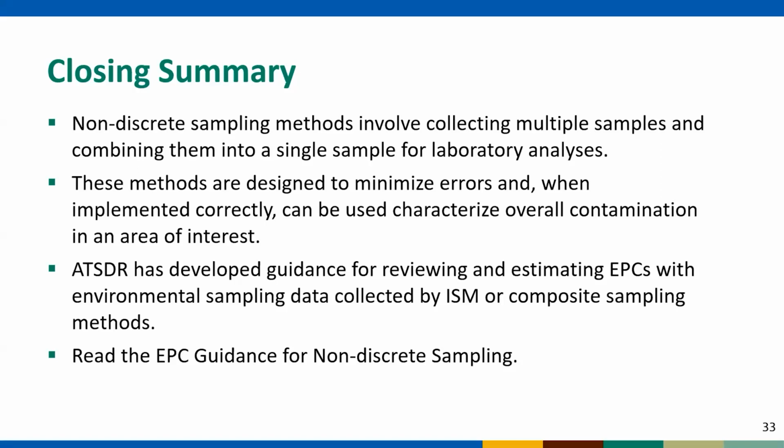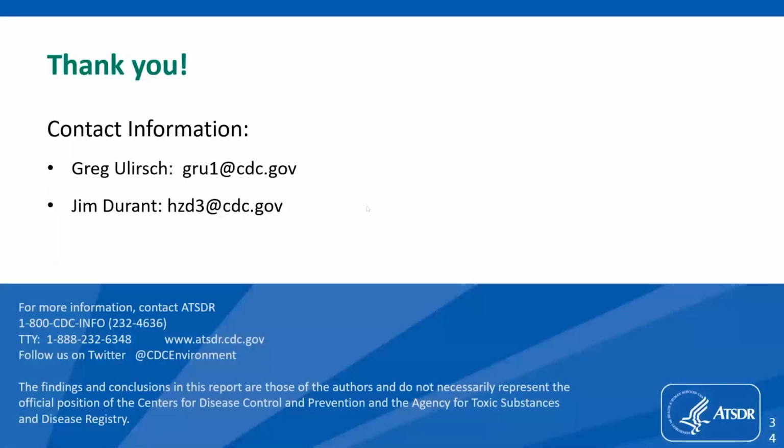This involves carefully reviewing the data and any related documentation, calculating appropriate EPCs, either arithmetic means or weighted means, and noting the limitations of the EPCs in the PHA, especially in the case of a single ISM or single composite sample. And finally, we encourage you to read the EPC guidance for non-discrete sampling, which discusses these topics in far greater detail than we could cover in this 1 hour webinar. And with that, we thank you for attending this webinar, and we are happy to answer any questions that you might have.